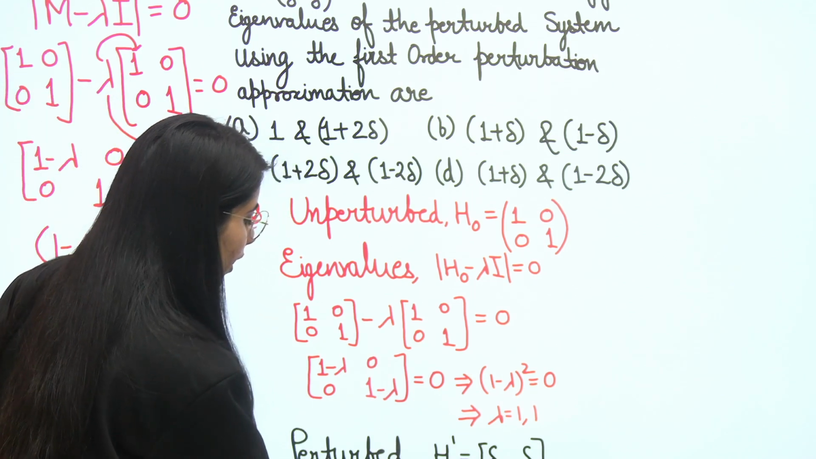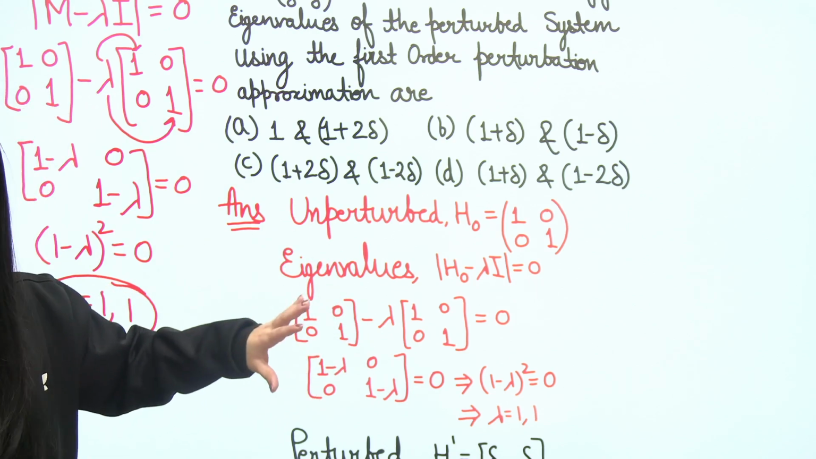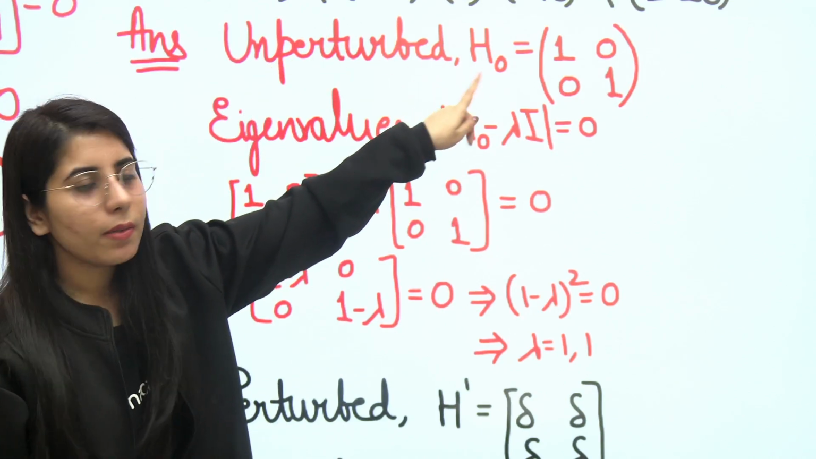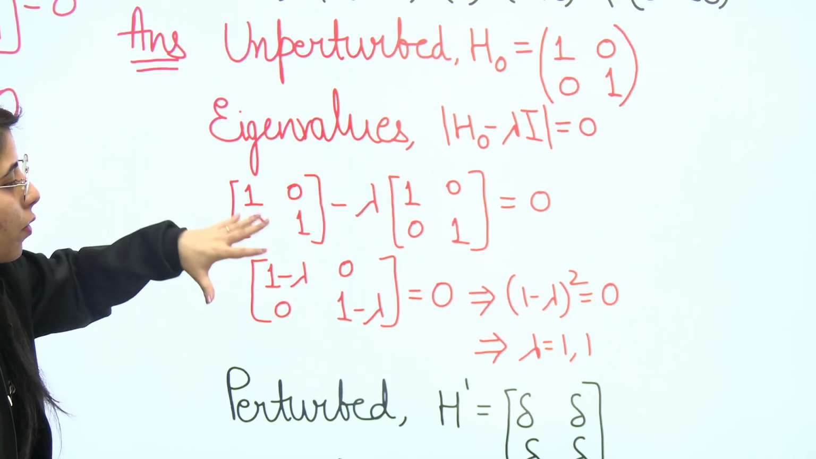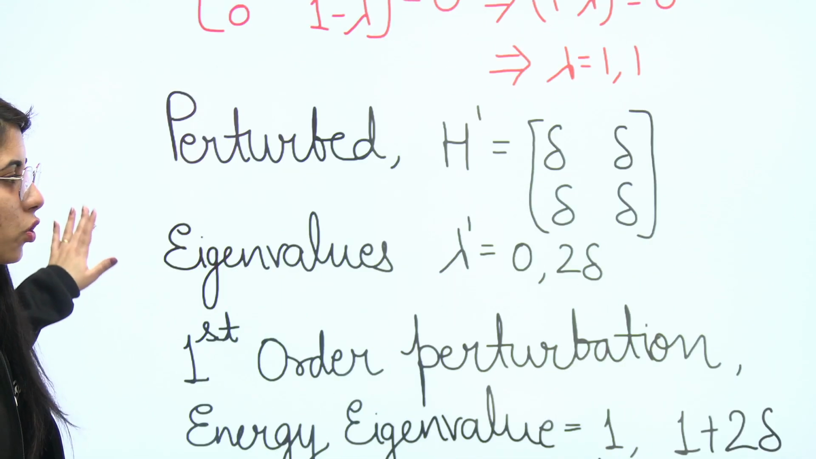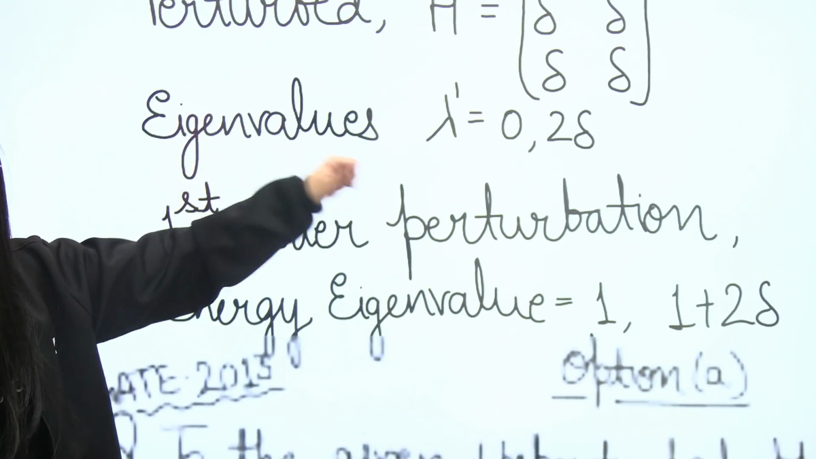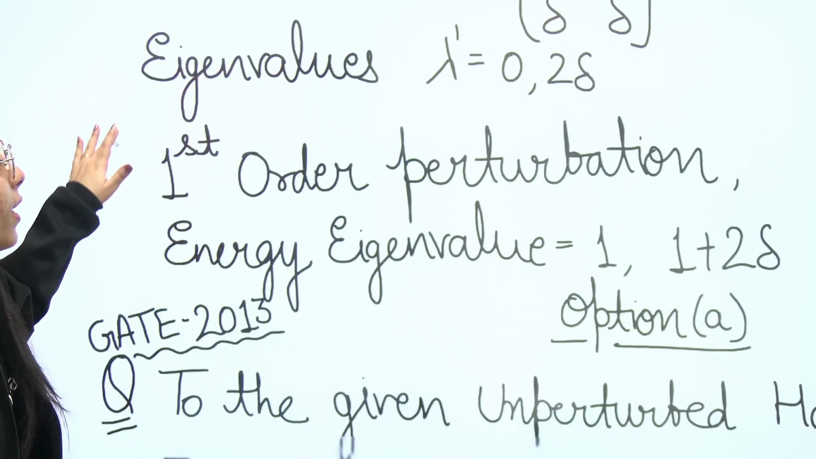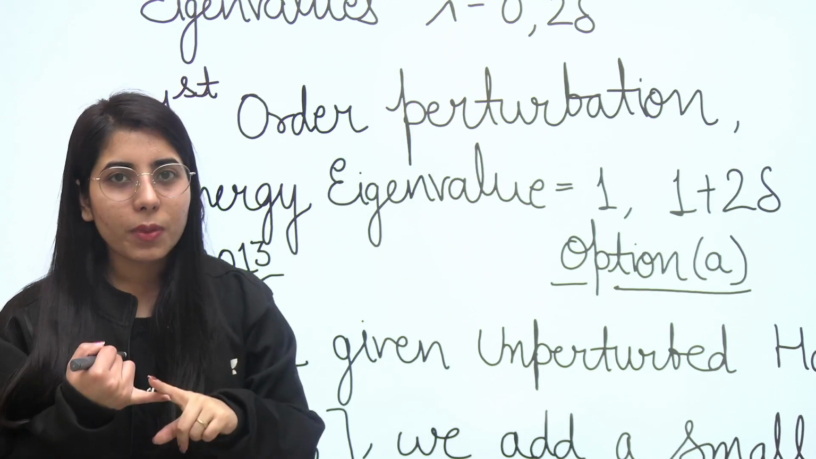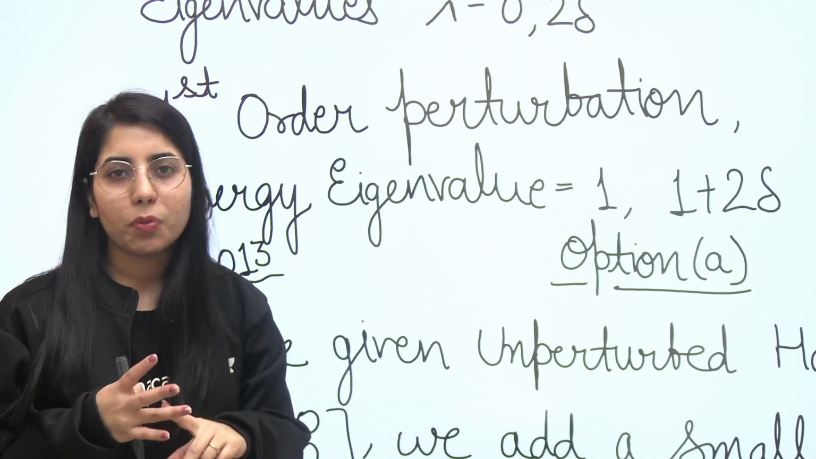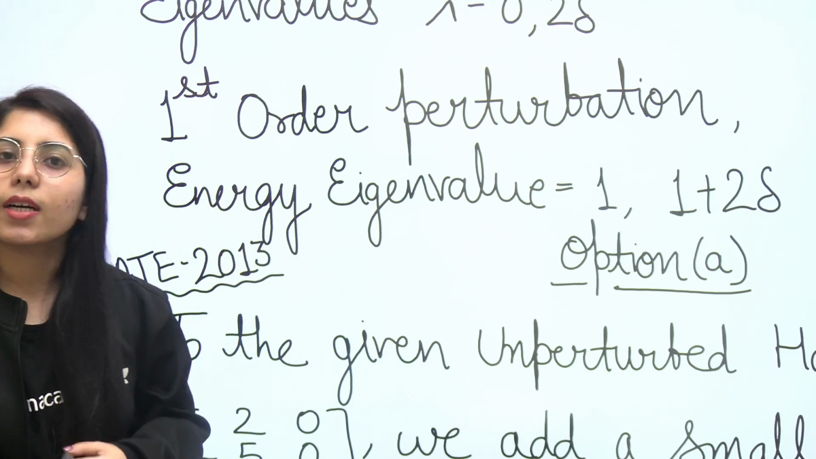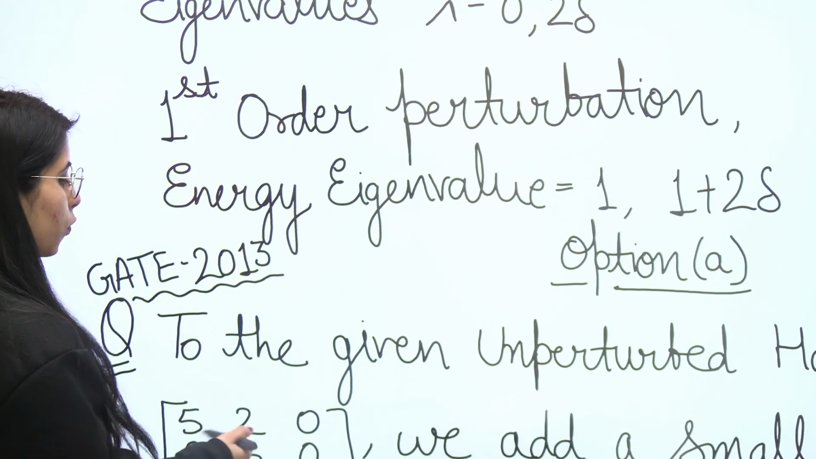One more thing here, quickly have a look at the steps which have already been mentioned, so that it will get more clear to you. Unperturbed Hamiltonian, then you find its eigenvalues. Then for the perturbed Hamiltonian, you find the eigenvalues. They have been shown here, 0 and 2 delta we have got. How we got them, I have shown here after calculation also. Now for the first order perturbation energy eigenvalue, just add both of them, which you got for the unperturbed part and for the perturbed part. Clear? Add both the eigenvalues, you get the final answer. That is matching with option A, and that is the correct answer. I hope it is clear to all of you now.